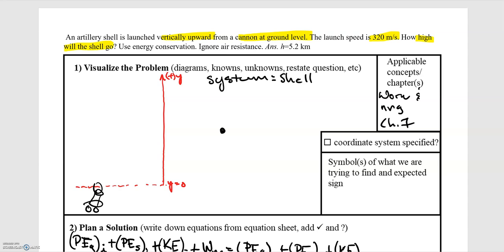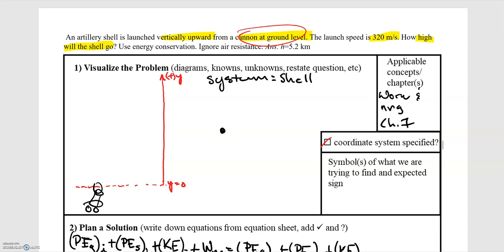The first step in all of our problems is to define our coordinate system, and that's what I've done here. I'm choosing to have the y equals 0 position to be at the height of the cannon, which is ground level. So that means that our height position is 0, which implies that the potential energy at that point is also 0.